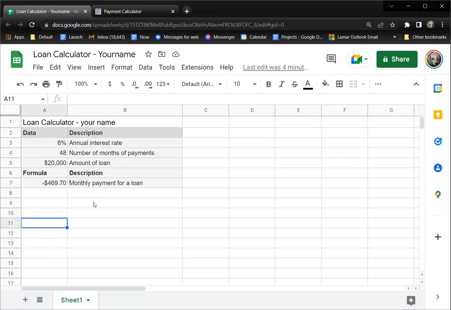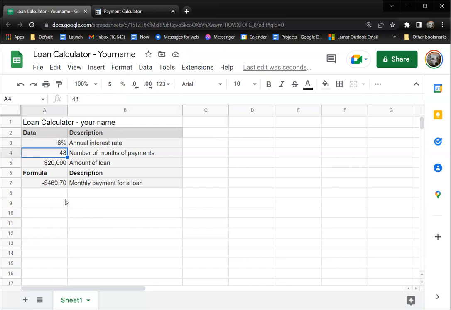Okay. So you can test your work by changing the interest rate. See what a 3% interest rate would do for you by typing 3% in here. It lowers your payment. What if you got a 3-year, or 36-month, period? Ooh, it makes your payment go way up. So we go back to 48, and then we'll go with 6% for now, and you'll end up with 469.70.